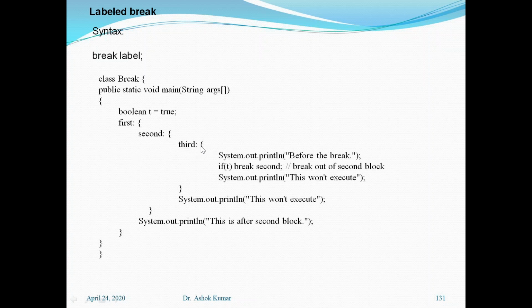So we have created three blocks over here. This inner block we have labeled third, and there is one block, this second block, which is nesting the third block, so we have labeled it second, and there is one outermost block and we have labeled it first. So three labeled blocks are there: first, second, and third.